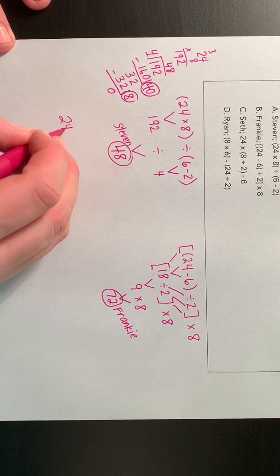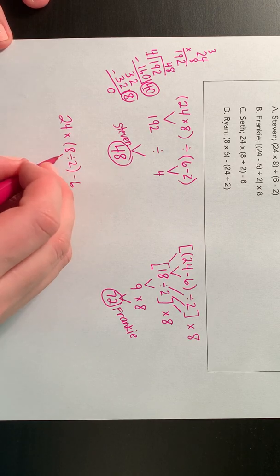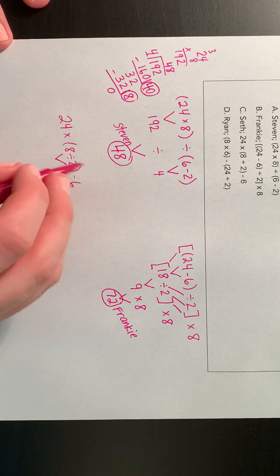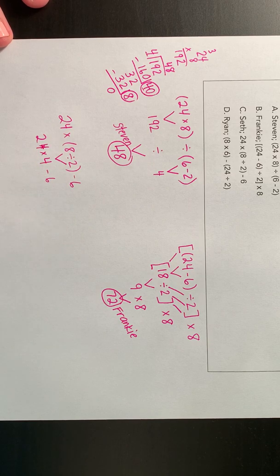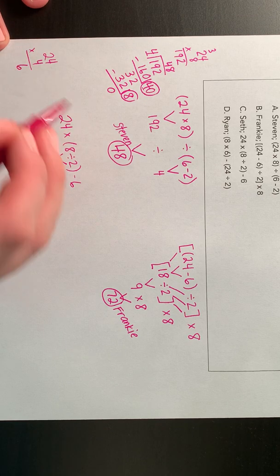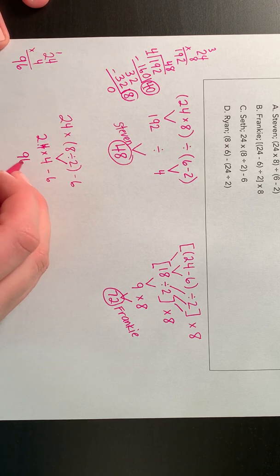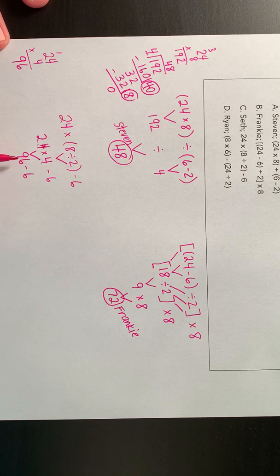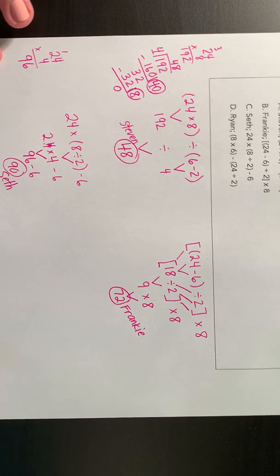has 24 times 8 divided by 2 minus 6. All right, so I'm going to start with 8 divided by 2 because that's in parentheses, and that is 4. I'm going to bring down the rest of my problem. So now I have 24 times 4 minus 6. So I'm going to figure out what is 24 times 4. Off to the side. 4 times 4 is 16. Carry the 1. 4 times 2 is 8, plus 1 is 96. And 96 minus 6 is 90. That means Seth is now in the lead. So we just have to see how Ryan did.